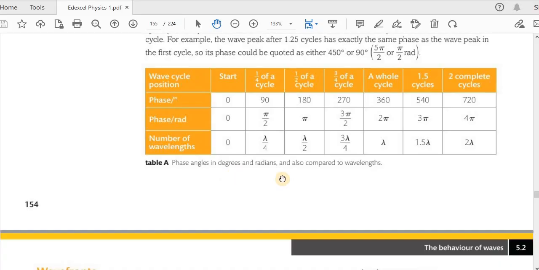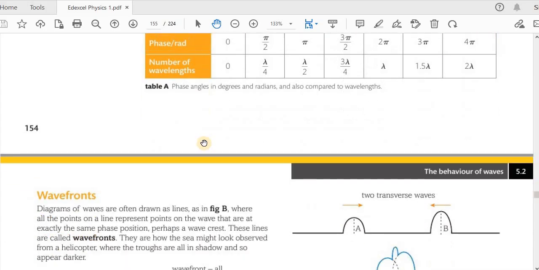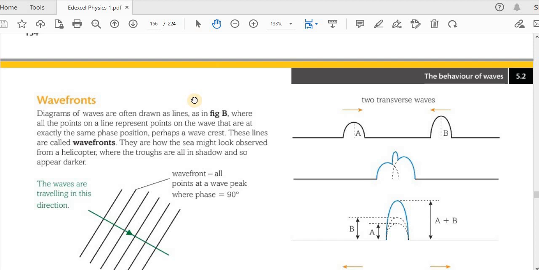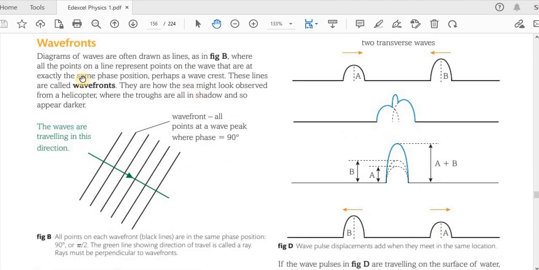Phase angles in degrees and radians and also compared to wavelength. See, one whole cycle is 360 degrees, or in radians it's 2 pi radians, and in number of wavelengths, that's one whole wave, right? So the wavelength is one whole wavelength. Okay, then what about wave fronts? I already explained.